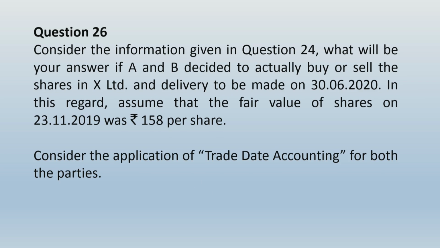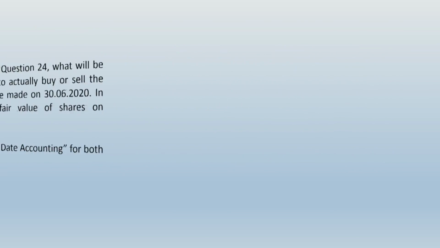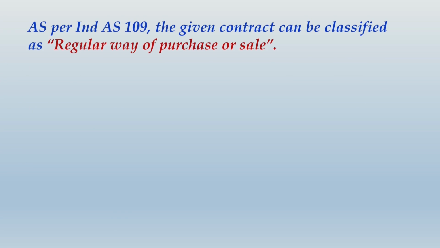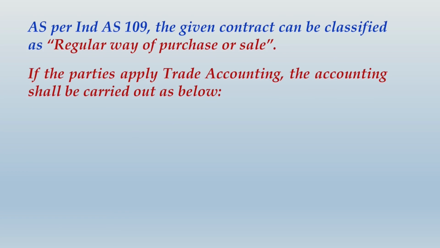So let us see how to present the solution. We would first write up a description that as per Ind AS 109, the given contract can be classified as a regular way purchase or sale. If the parties apply trade date accounting, the accounting shall be carried out as below. We start with the books of A. I told you it is the usual thing, just one small difference, and that difference I am going to explain to you right now.